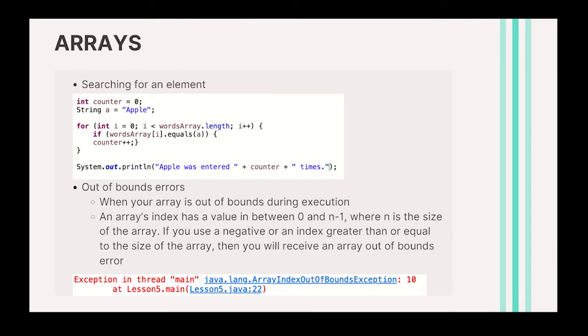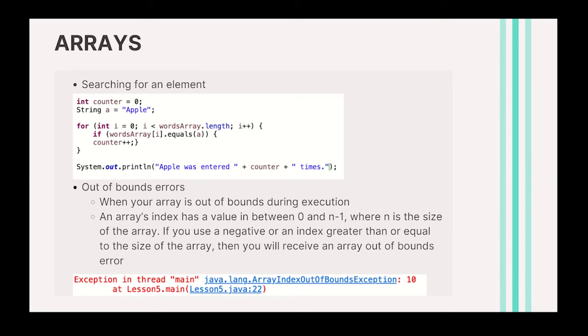Alright, so if you want to search if something is inside of your array or you want to see how many times it appears in your array, you can again use a for loop. We're going to have a counter over here and we're going to be looking for apple. So inside of our for loop, we'll have the same type of for loop that we had before, starting at 0 and stopping before the length. And we're going to check if each of those elements is equal to that, and then we're going to increase our counter.